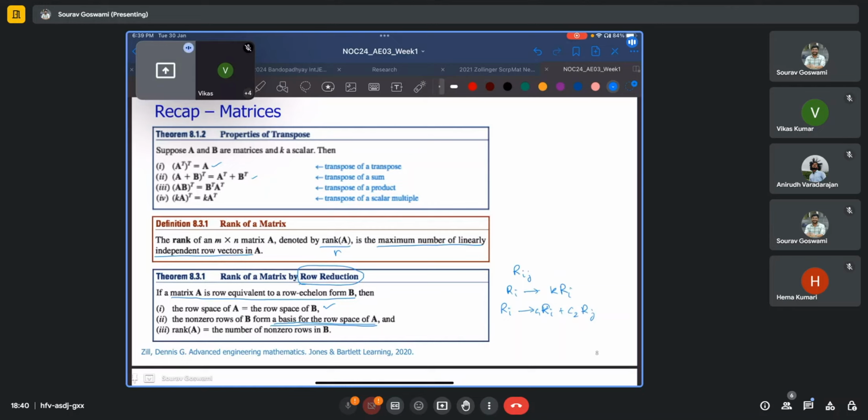And the rank of A shall equal the number of non-zero rows in B. Thus, if you want to determine the rank of a matrix, we'll perform certain elementary row operations on it. We'll try to achieve a row reduced echelon form. And then from that row reduced echelon form, depending on the number of non-zero rows present in that form, we can comment on the rank of our original matrix. And the relationship is that the rank of the original matrix A shall equal the number of non-zero rows in the row reduced echelon form B.